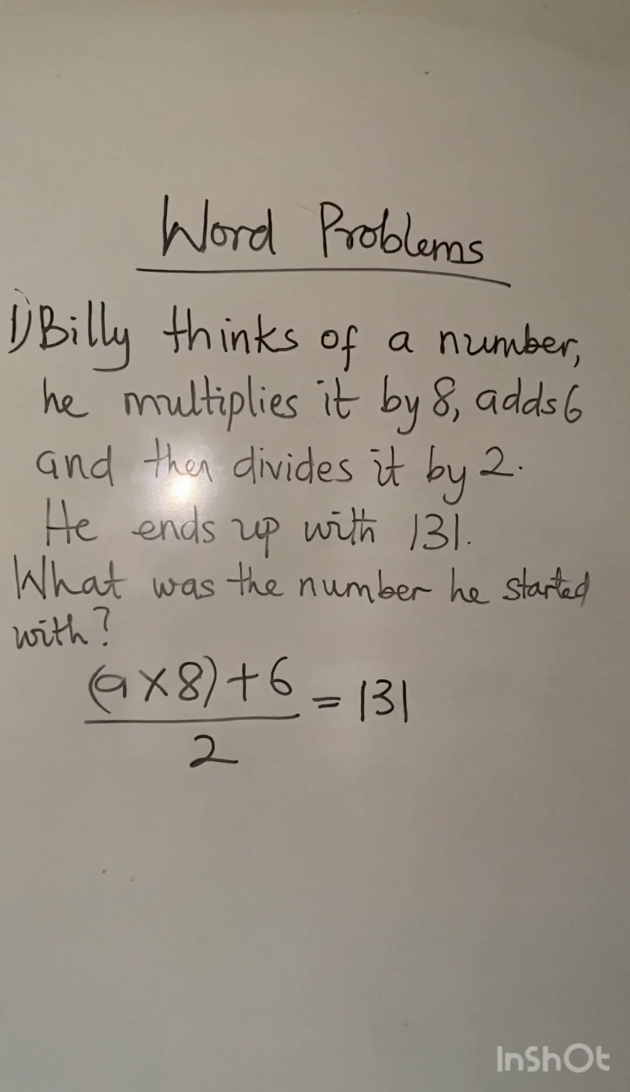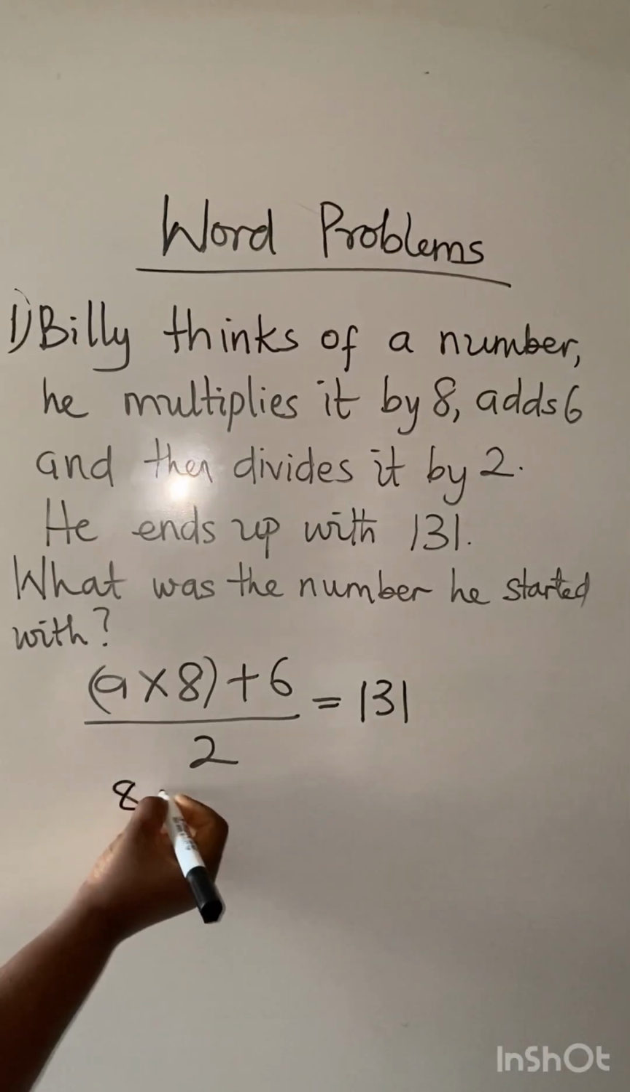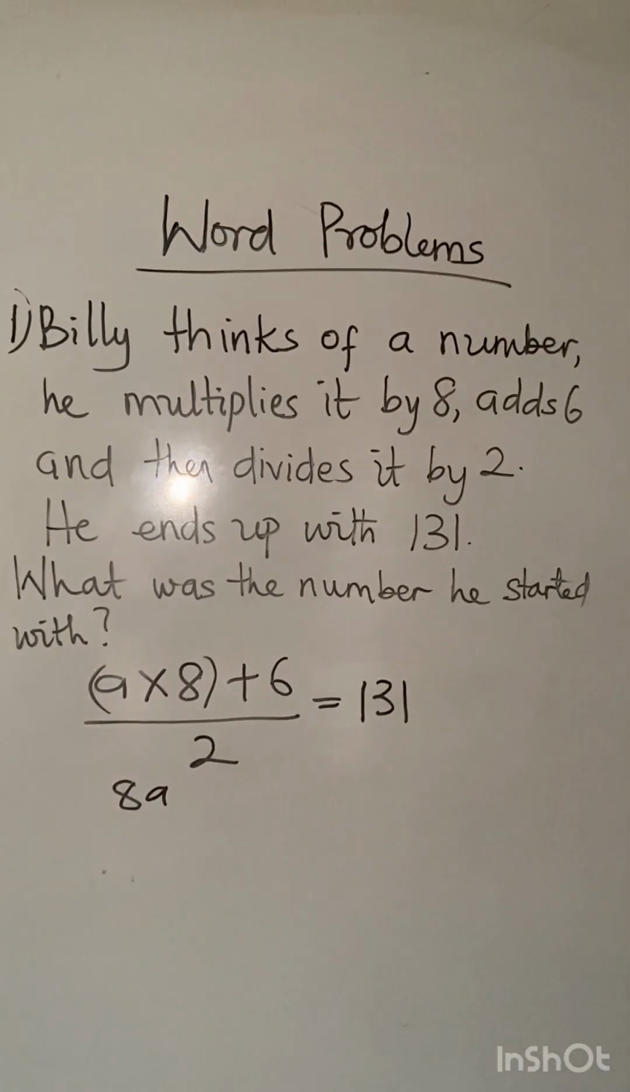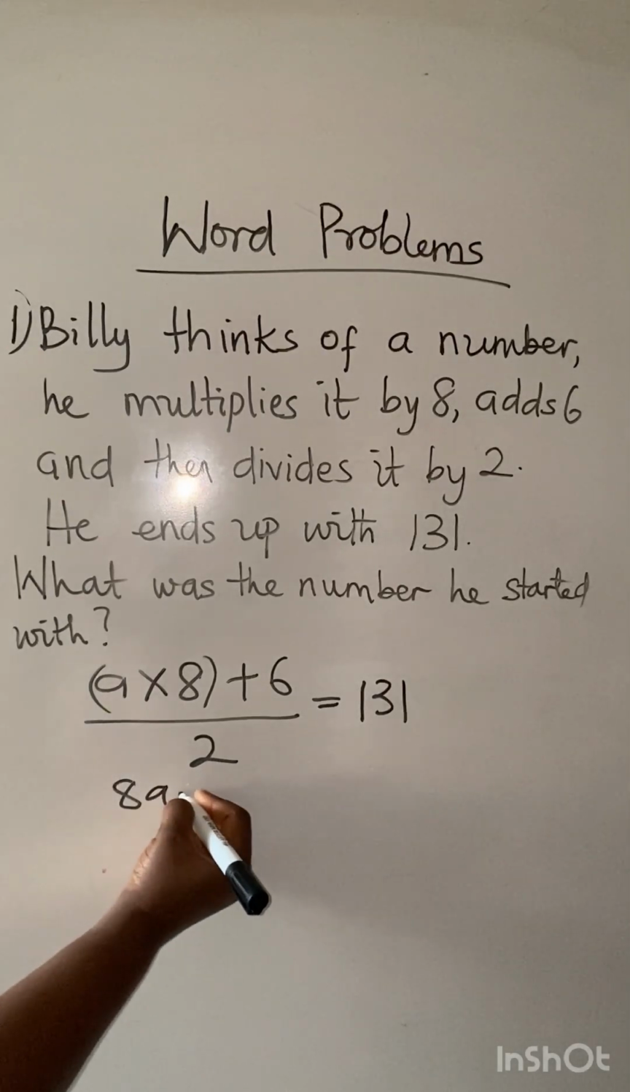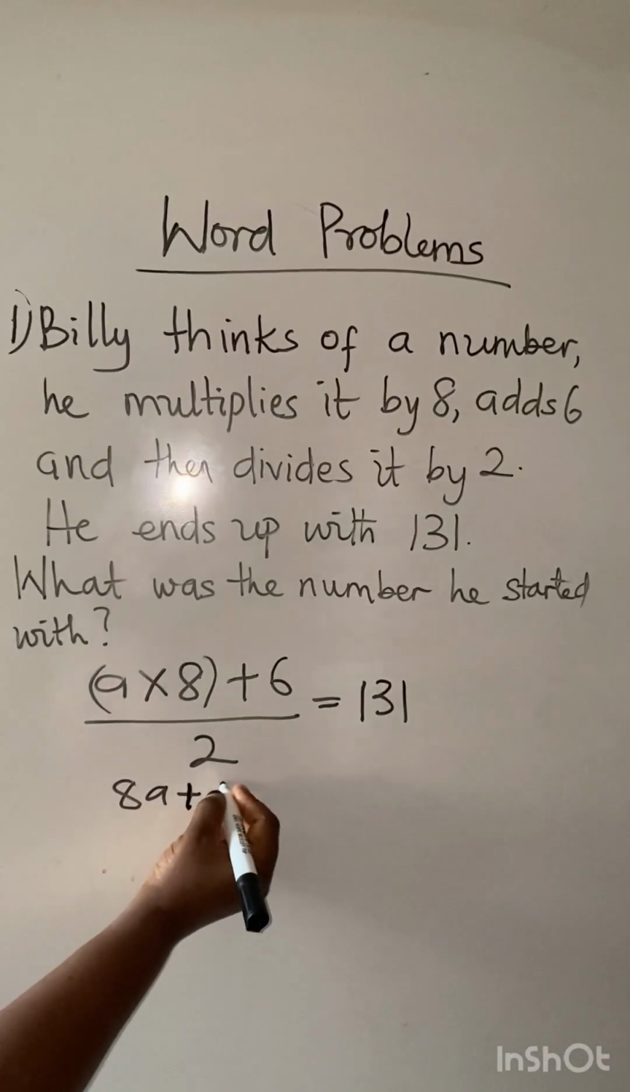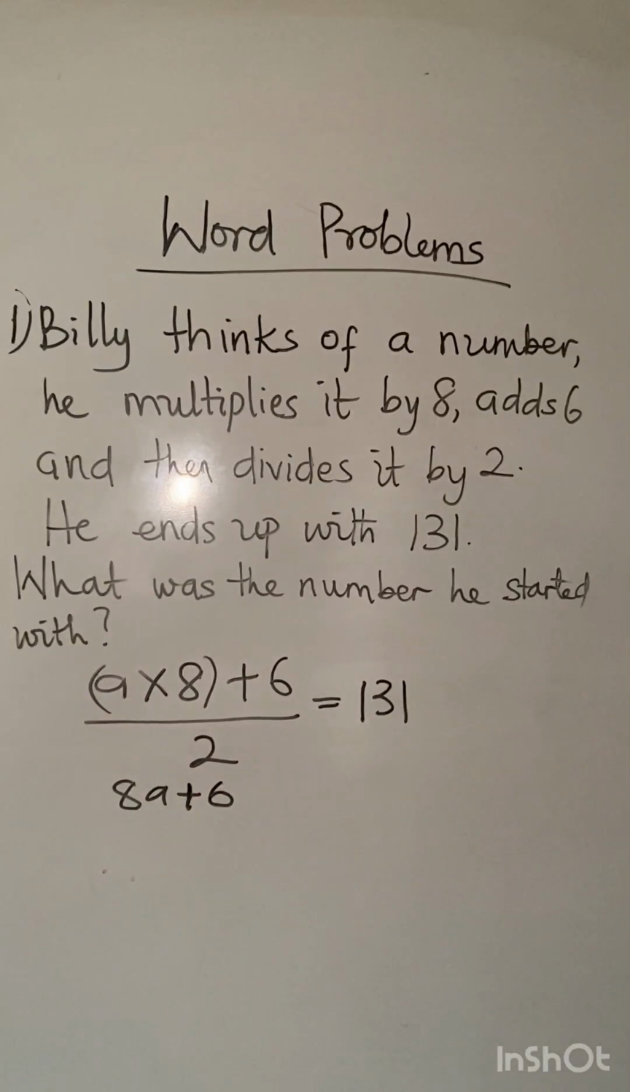Now let us solve for A. Once we get the answer for A, that is actually the number he thought of before the whole series of addition, multiplication, and division. Now we're just going to find our A, and that's it. So how do we go about it? A times 8 is 8A. A plus 6, the answer is still 8A plus 6.